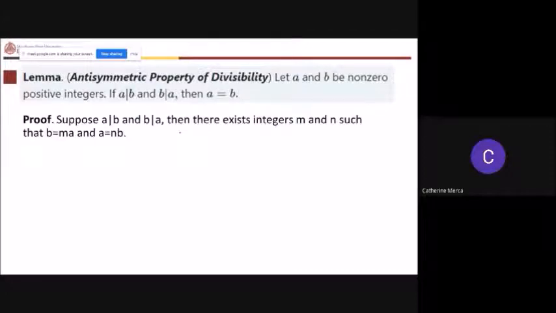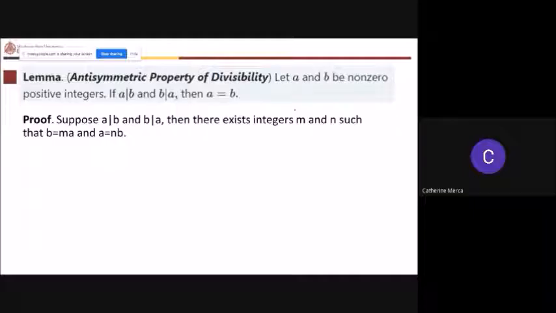For the proof, by definition again, at this point you should have mastered the definition of divisibility. So suppose a divides b. What does a divides b mean? Then there exists an integer m such that b is equal to m times a. And b divides a means there exists an integer n such that a can be expressed as n times b.